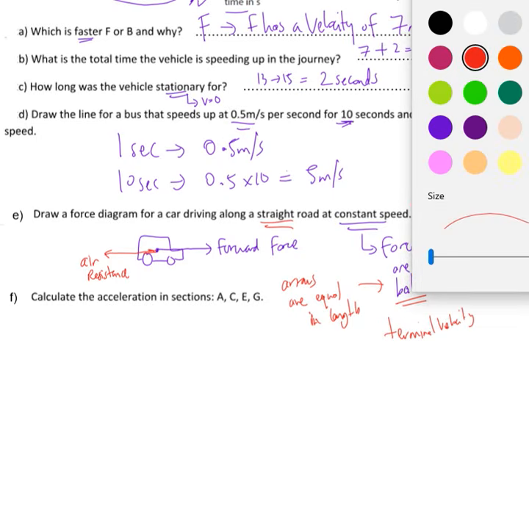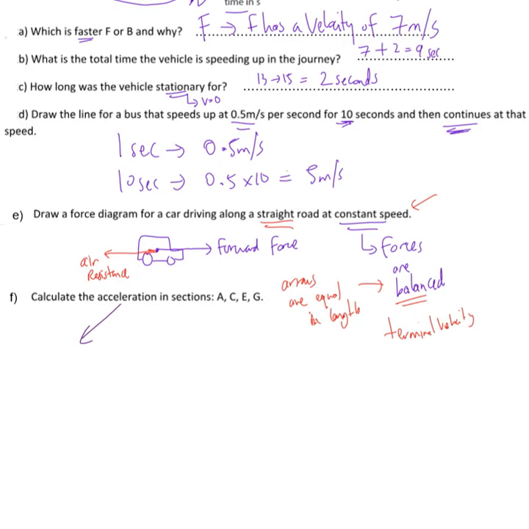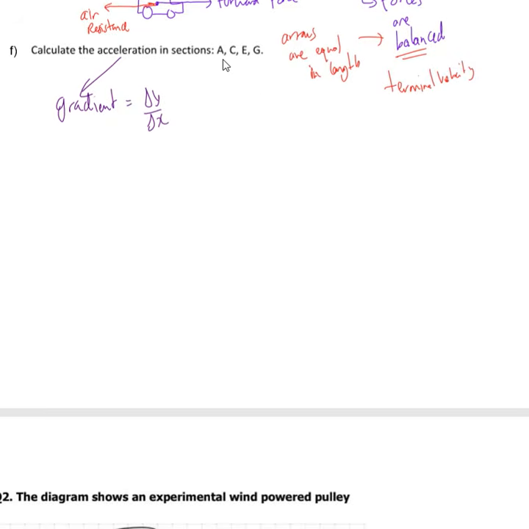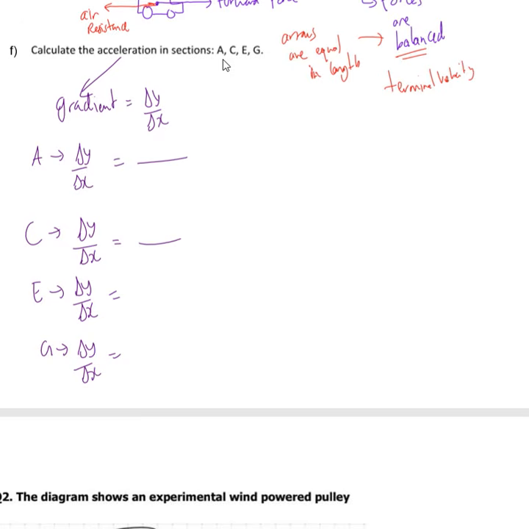Okay, now this one here. So acceleration. One thing we need to remember, acceleration is the gradient, which is change in y over change in x. Now when we did revision, we did talk about this. So therefore, we need to work out the gradient of A. So A equals change in y over change in x. B equals change in y over change in x. Sorry, so we're looking for C. C, E again, change in y over change in x. And then G, change in y over change in x.